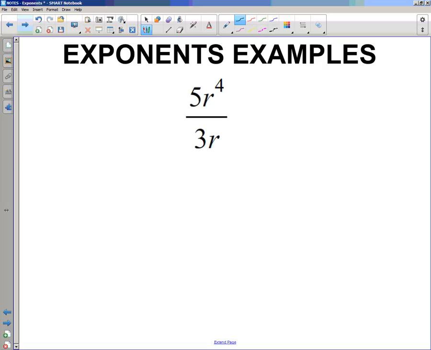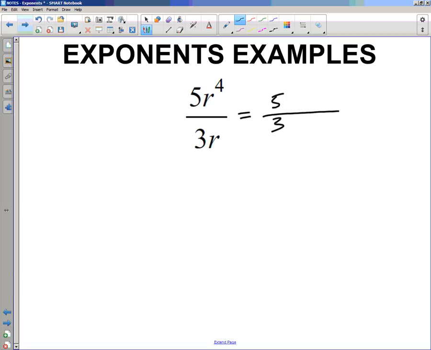All right, this one we've got a fraction. We've got 5r to the 4th over 3r. And we need to try and simplify this as much as we can. Now, I'm looking at this 5 and this 3 and asking myself, does that fraction reduce at all? 5 over 3 does not. So I'm pretty sure our final answer is going to have a 5 and a 3 in it.